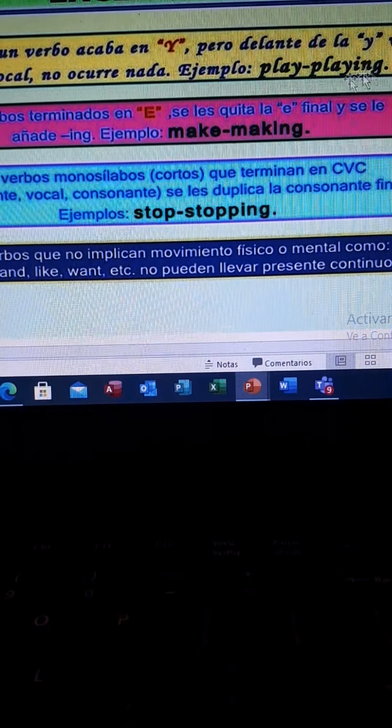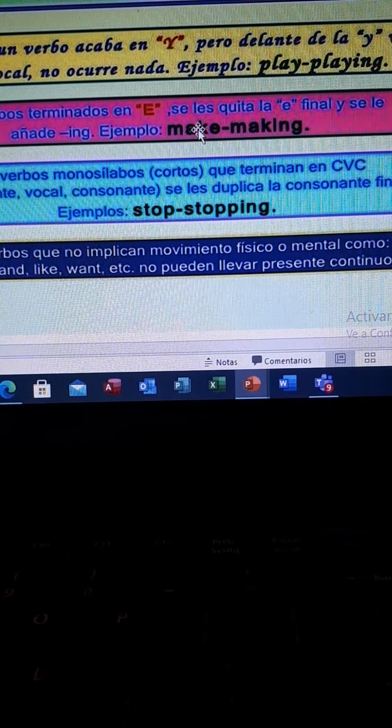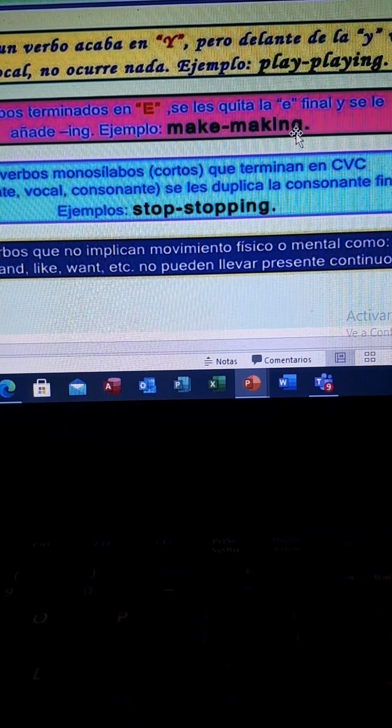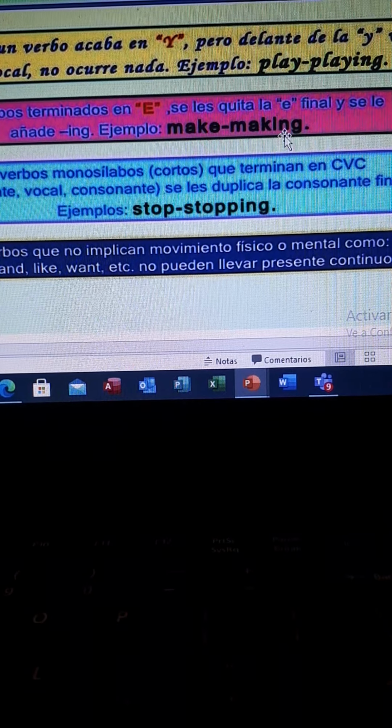But in the case of make, of have, of live, you have to take off the E and add ing. Se quita la E y se pone ing.